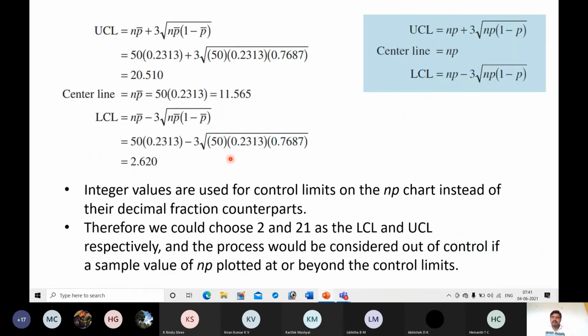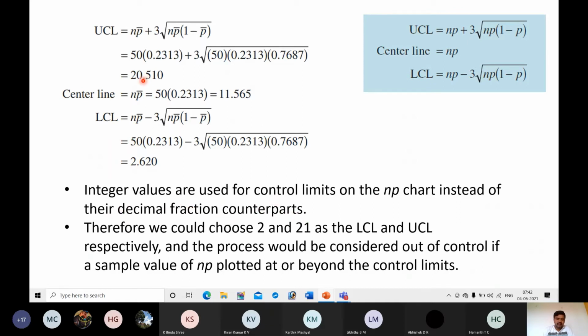Now, when you are saying number of defectives, you have to say whether 10, 20, 30. Okay, so that is the number of defectives. You cannot say 21.5 defectives. It is not possible. Okay, a unit may be defective or it may be an acceptable unit or acceptable product. So that means it cannot be a fraction. Always it will be a whole number or integer. Okay, so integer values are used for control limits on the NP chart instead of their decimal fraction counterpart.